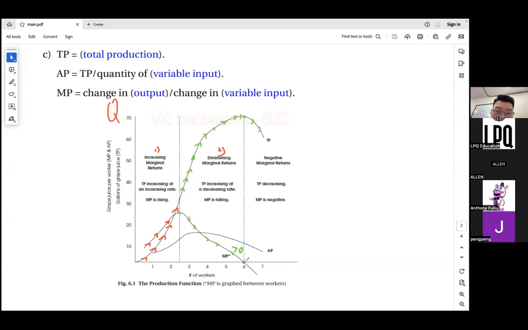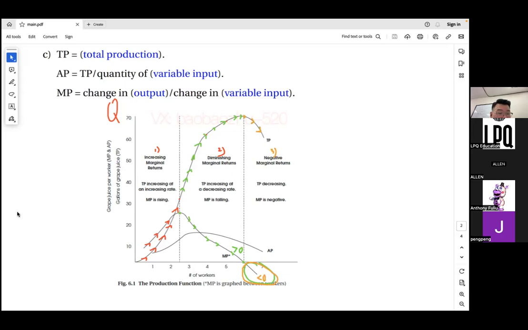If you hire more workers, more than 6 units of labor, you are in the third stage. What is the reason why your TP begins to decrease after this peak? The fundamental reason is that your MP finally becomes a negative number. So the third stage is called negative marginal return.